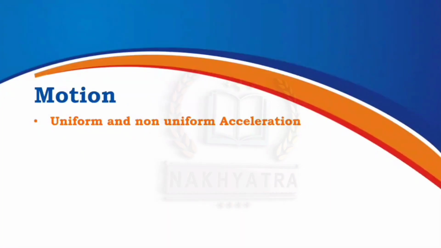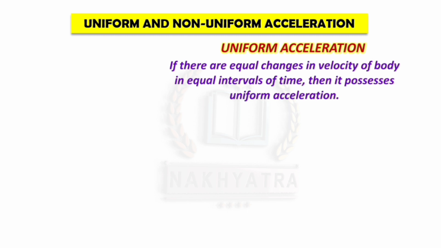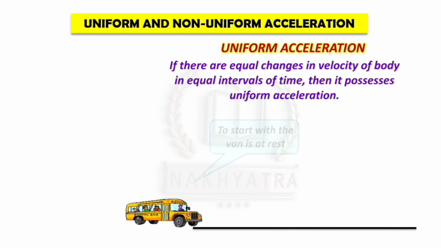Alright, this is our last topic for today's lecture, uniform and non-uniform acceleration. Now see the definition of uniform acceleration. If there are equal changes in velocity of a body in equal intervals of time, then it possesses uniform acceleration. So to possess uniform acceleration, there should be equal changes in velocity in equal intervals of time. So see here, I will give an example so that you will understand more clearly.